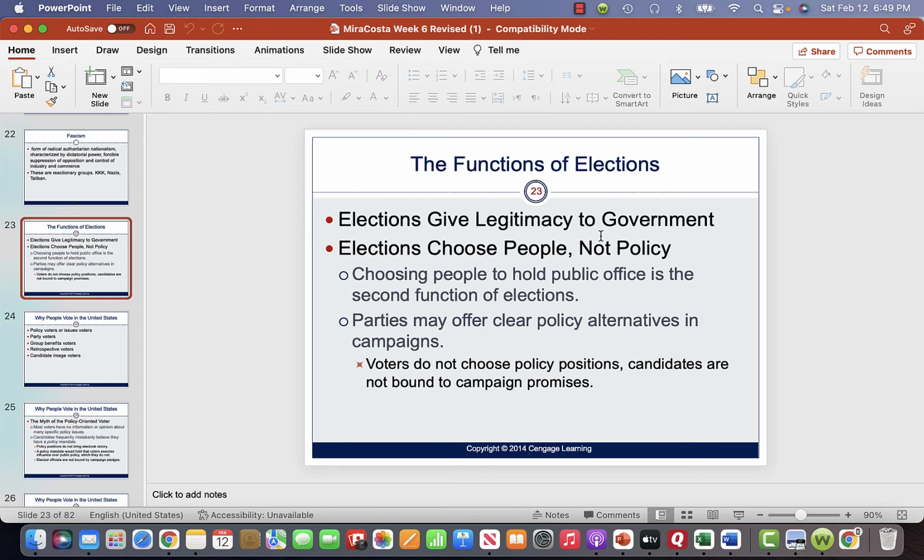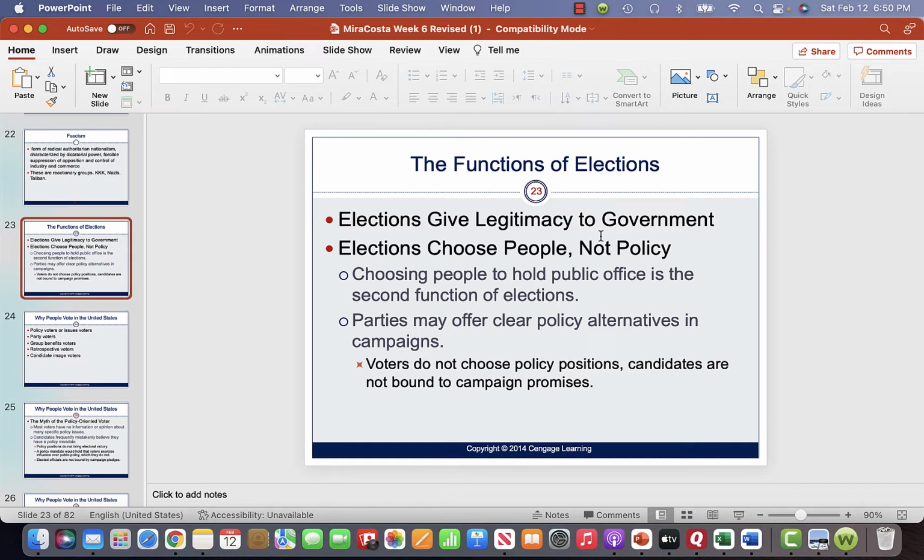Okay, everybody, let's go ahead and talk about some of the things with regards to voting. In this lecture, we're going to talk about why people vote, how people vote, and also we're going to focus on some political parties. One thing about a democracy that we need to understand is that one of the things that gives legitimacy to a democracy or to government is free and fair elections.